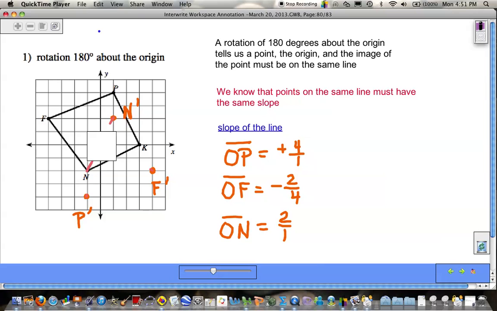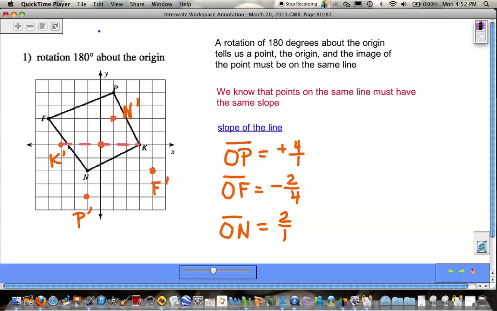The final point I need to move would be point K. Well, let's take a look at point K. Point K and the origin are on this horizontal segment. Horizontal lines have a slope of 0, so that means K prime must also be on a horizontal line. So K is 3 units to the right of the origin, K prime is 3 units to the left. And again, K prime, the origin, and K can be contained on the same line.